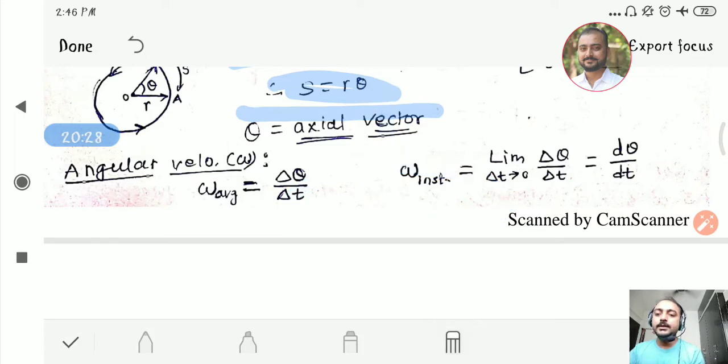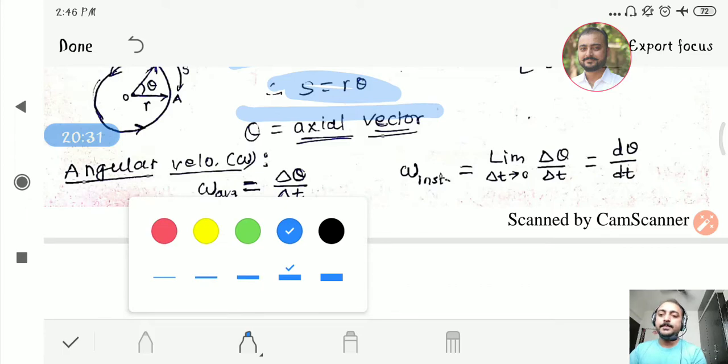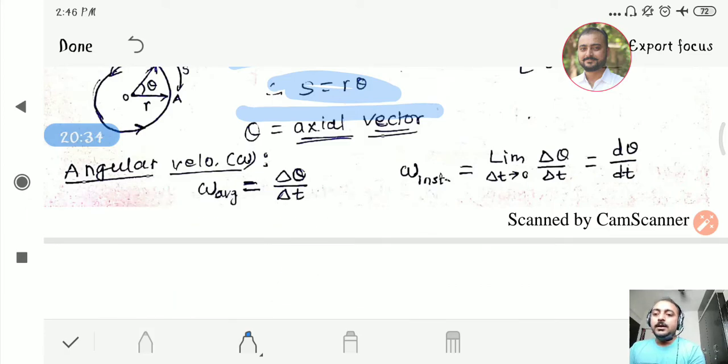Then next is your angular velocity, omega. So what is the next kinematical physical quantity? That is angular velocity, called omega. Everyone knows the simple definition of angular velocity, that is the rate of change of angular displacement. Means if the angular displacement of the particle is going to change, the angular velocity is produced there.